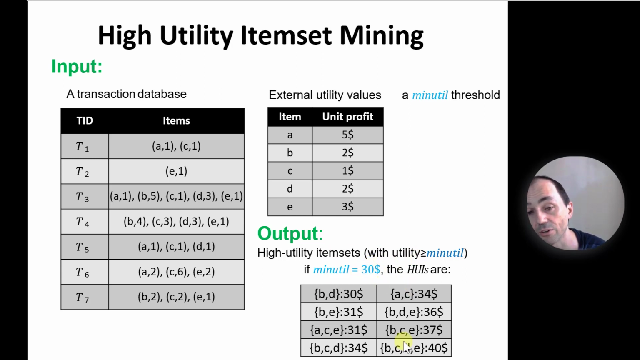So this will be the result we want to find in this database, okay. For example, we find that BCD makes $40 in this database. It is at least 30, okay? So we say it is a high utility item set, and this is in the result. Now, I did not explain how to calculate the money. Let me explain this to you in more detail, okay? Because I think you want to know how we calculate the money.